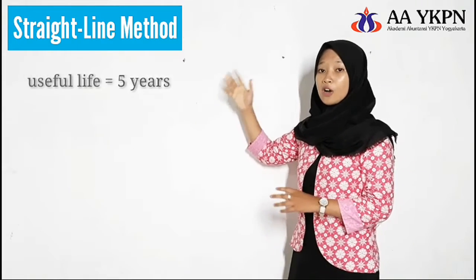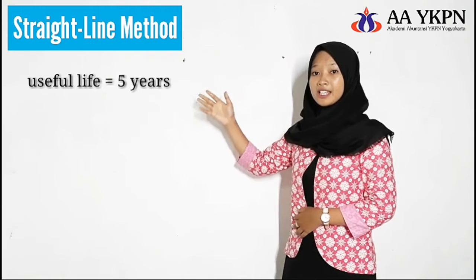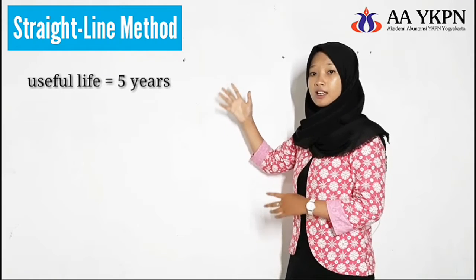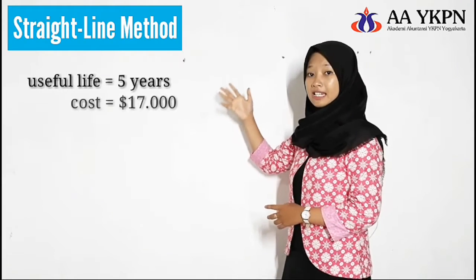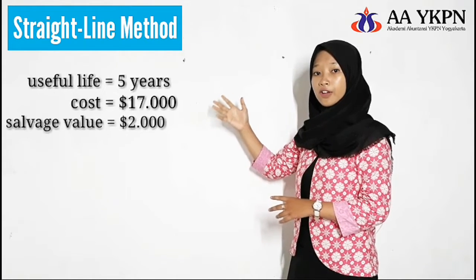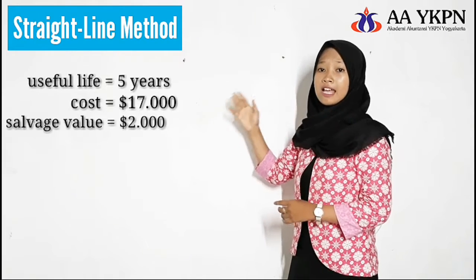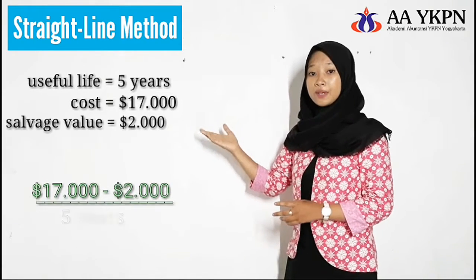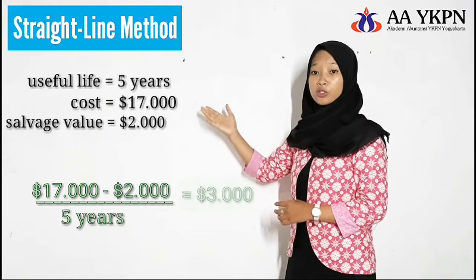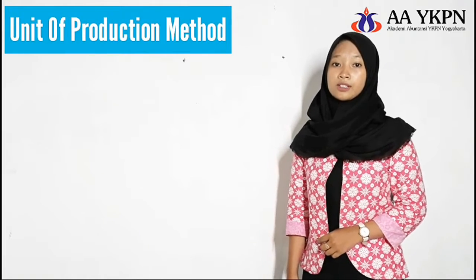For example, a vehicle that depreciates over 5 years is purchased at cost $17,000 and will have salvage value of $2,000. Then this vehicle will depreciate at $3,000 each year.